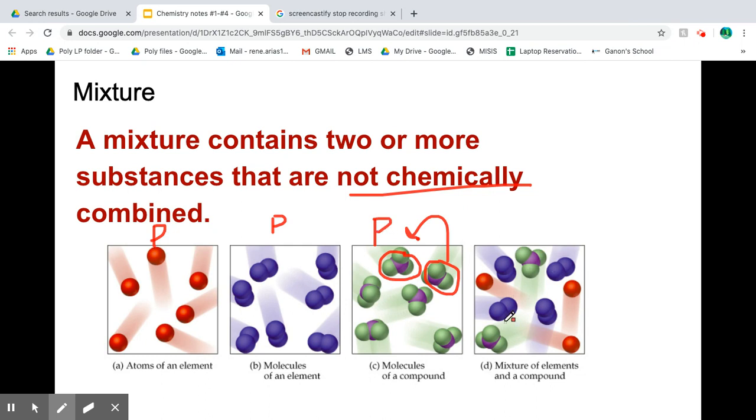However, if we look at this one, well, this is different than this, right? They're not chemically bonded. This is different than that. This is a mixture of elements and compounds. Okay, so this is a mixture. This looks like it could be a mixture, but that is a pure substance.